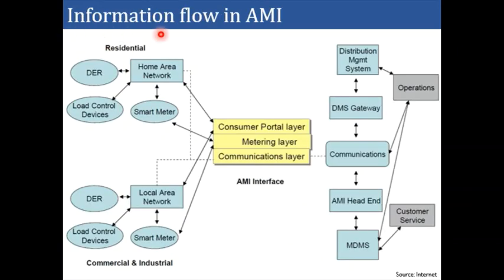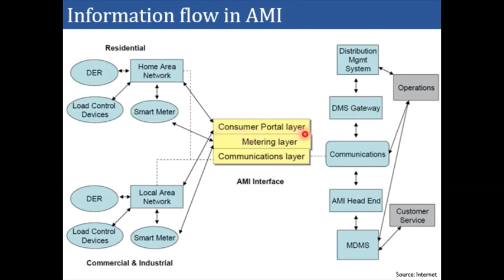Now let's see how the information flows in the advanced metering infrastructure environment. So at the residential level, you have various activities where the smart meter interaction happens. The smart meter interacts with the home area network, which also interacts with distributed energy resources if they are in the system, and various load control devices. So this information is shared through various layers to the remote servers.